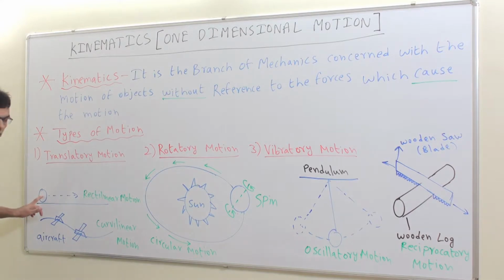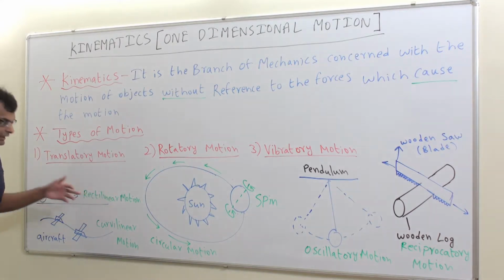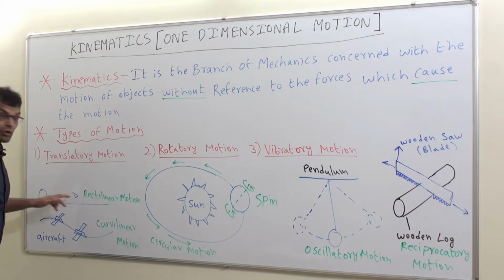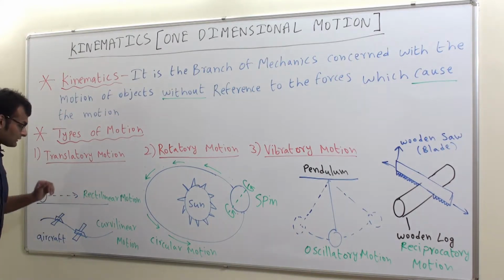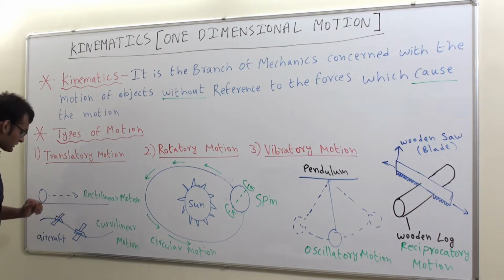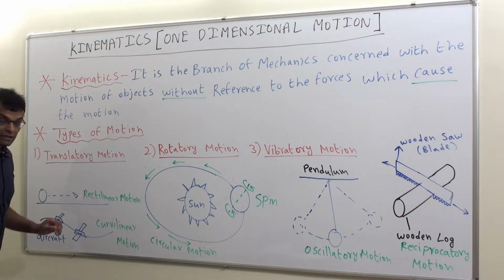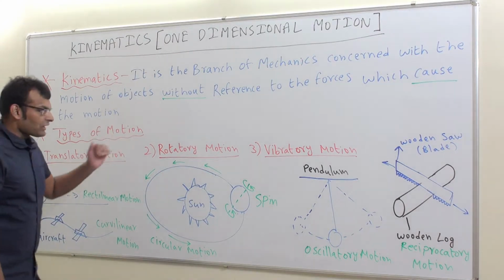So you have a ball, when you roll it down a slope or a ground, it goes in a straight line, and you call that as a rectilinear motion. And similarly, when an aircraft is moving in a curved path, you call it as a curvilinear motion. Similarly, let's see what is a rotatory motion.